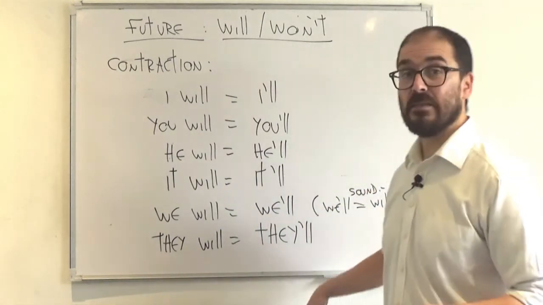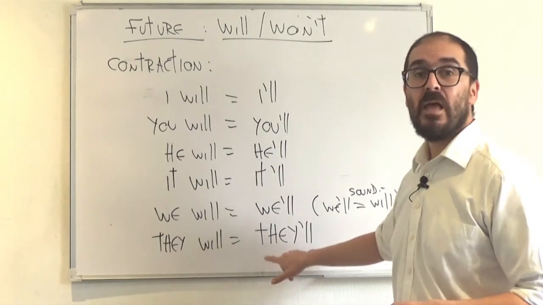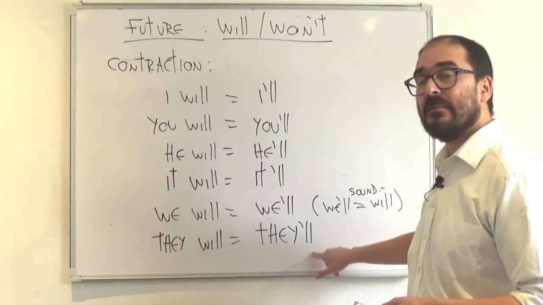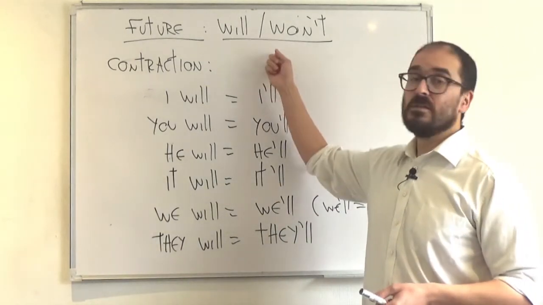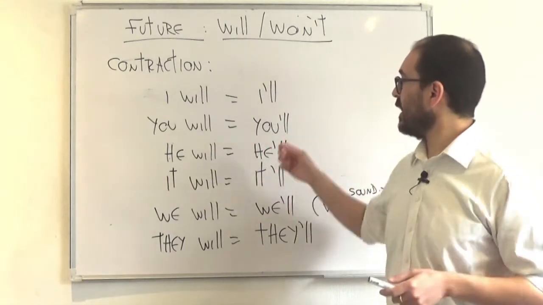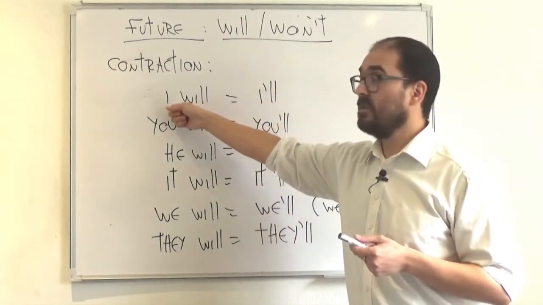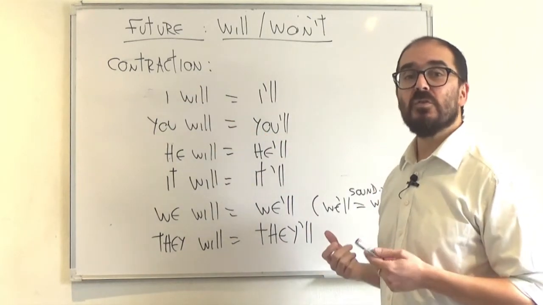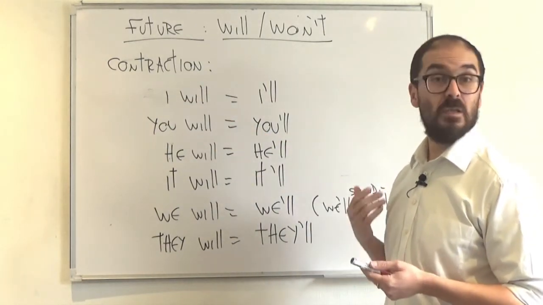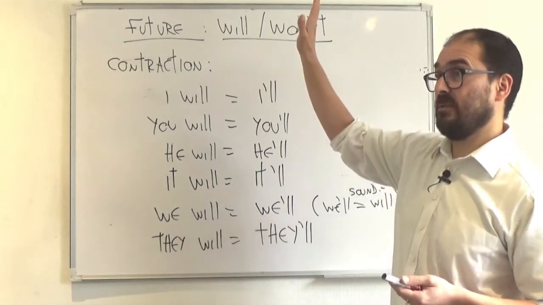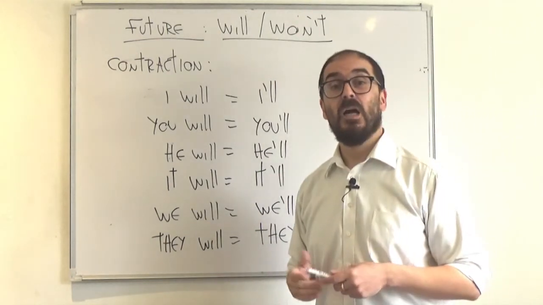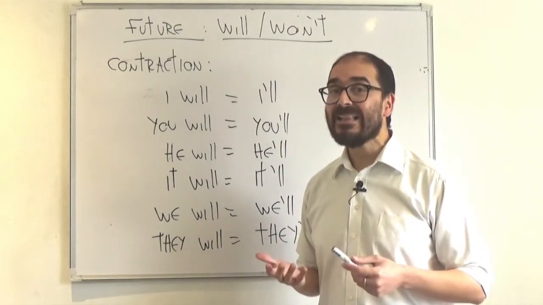And last but not least, they will, they'll. Essentially, we can summarize all this by saying that we pronounce an L after the subject, and then we're speaking about future promises or offerings immediately. I'll do it. I'll get it. I'll open the door. I'll help you.